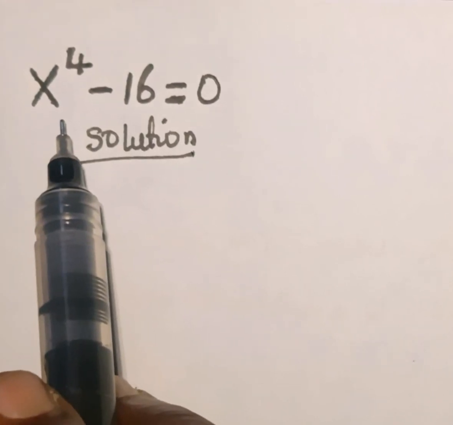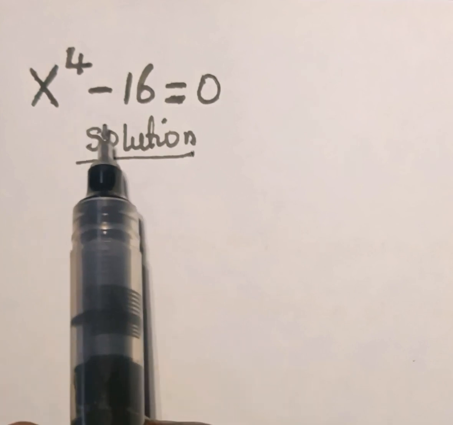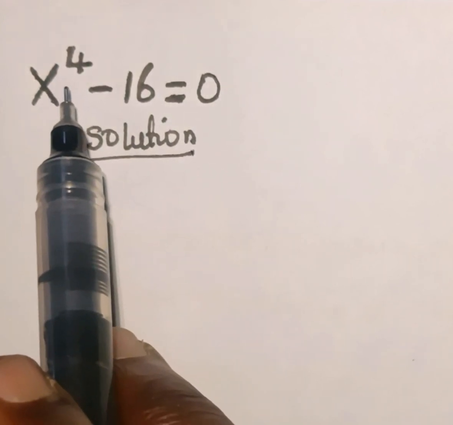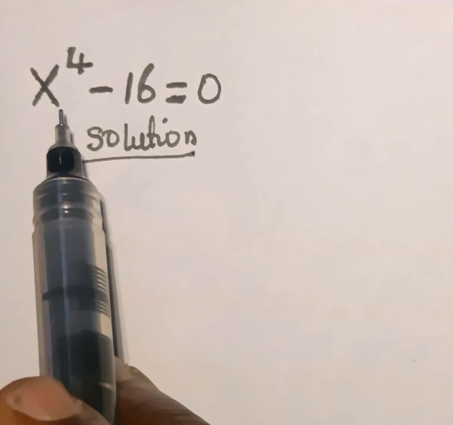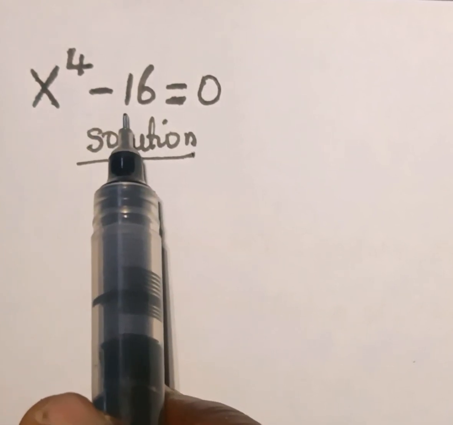We are going to solve for the value of x that will satisfy this equation. We are given that x to the power 4 minus 16 is equal to 0. As you can see, the highest power of the variable here is 4, so our expectation is to get 4 possible values of x that will satisfy this equation.